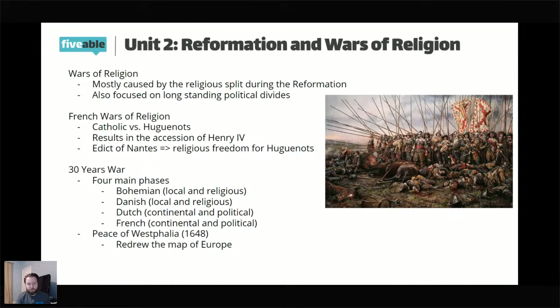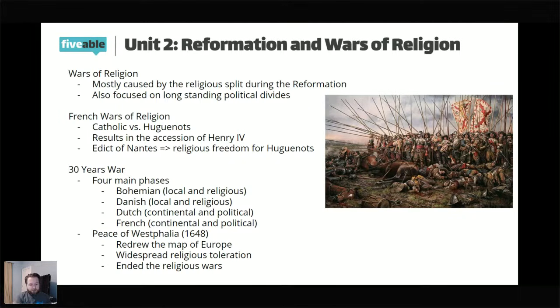The Peace of Westphalia completely redraws the map of Europe. Widespread religious toleration for not only Lutherans and Catholics, but also Calvinists are finally thrown in there. And this overall just ends all the religious wars in Europe from here on out. Okay, so the Peace of Westphalia is seen as this massive turning point in world history. It's why period one ends with the Peace of Westphalia.